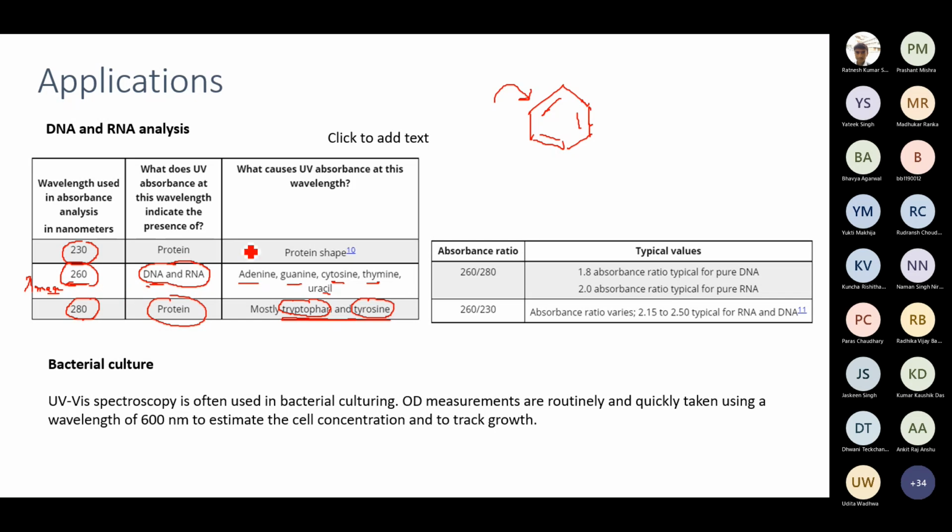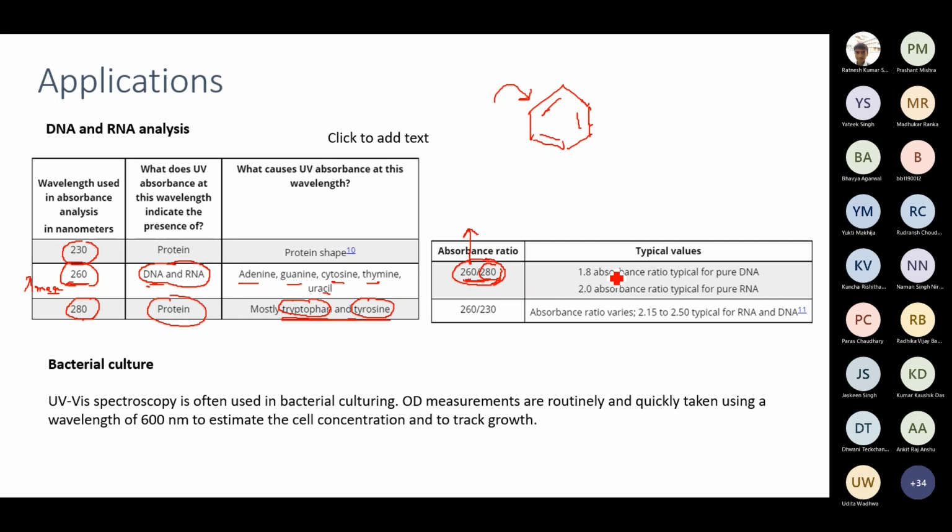Now, what are the other applications than determining their concentration? When we take the absorbance ratio at 260 by 280, we take the absorbance first at 260 nanometer and then at 280 nanometer and find the ratio of both absorbances. This gives us the purity of our samples. Since 260 nanometer means DNA and RNA, and 280 means protein, the greater this ratio, the greater the DNA and RNA concentration in our samples. So this gives us the purity of DNA or RNA in our samples.